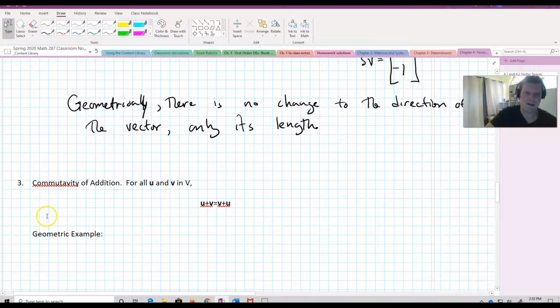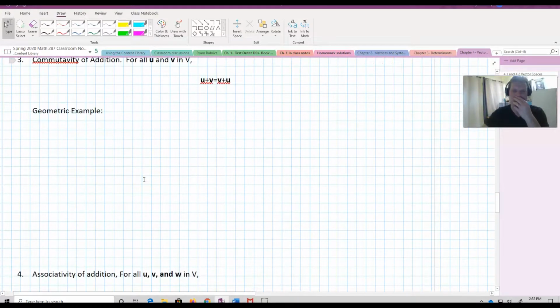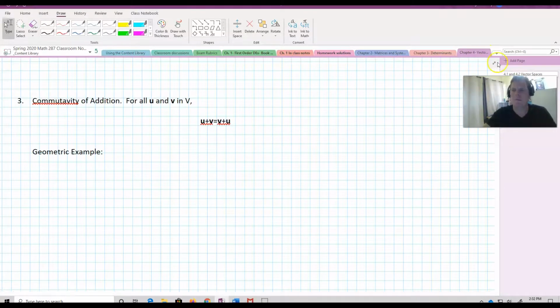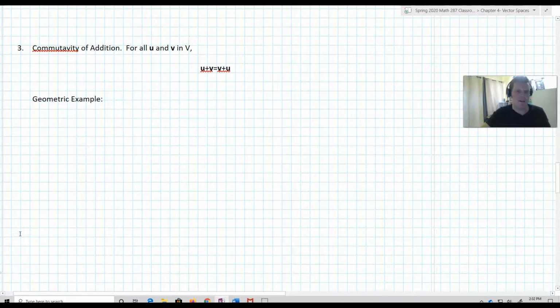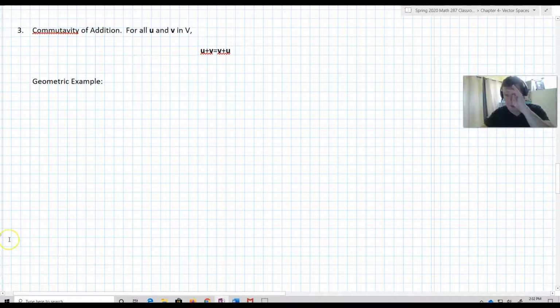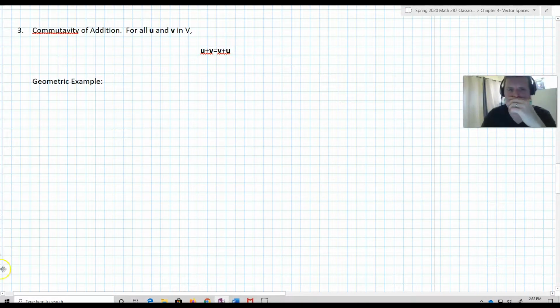Okay, now let's talk about commutativity of addition. Pretty simply stated, when we're adding vectors, we have to make sure that we in fact have commutativity of addition. That is, if you take the vector u plus the vector v, it equals v plus u. And so in R2, this makes a lot of sense. I'll show you exactly what this looks like.